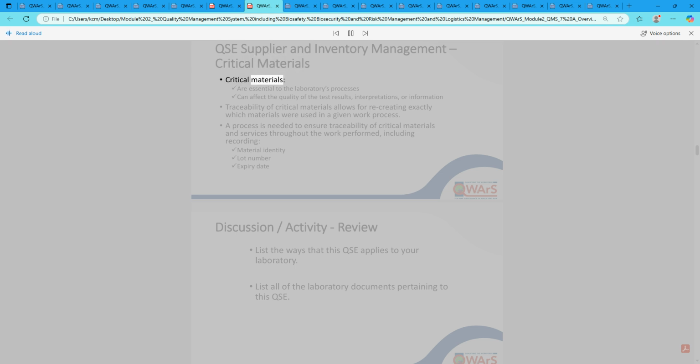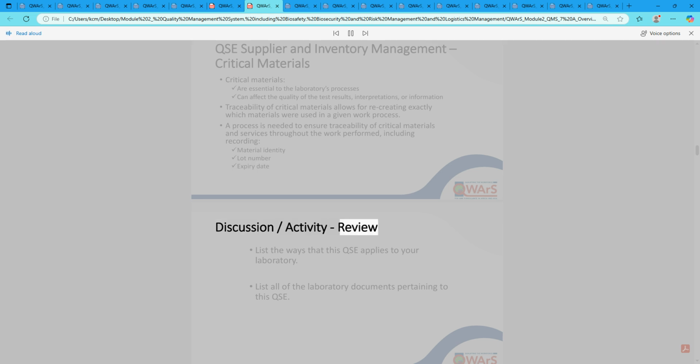Critical materials are essential to the laboratory's processes and can affect the quality of the test results, interpretations, or information. Traceability of critical materials allows for recreating exactly which materials were used in a given work process. A process is needed to ensure traceability of critical materials and services throughout the work performed, including recording material identity, lot number, and expiry date.